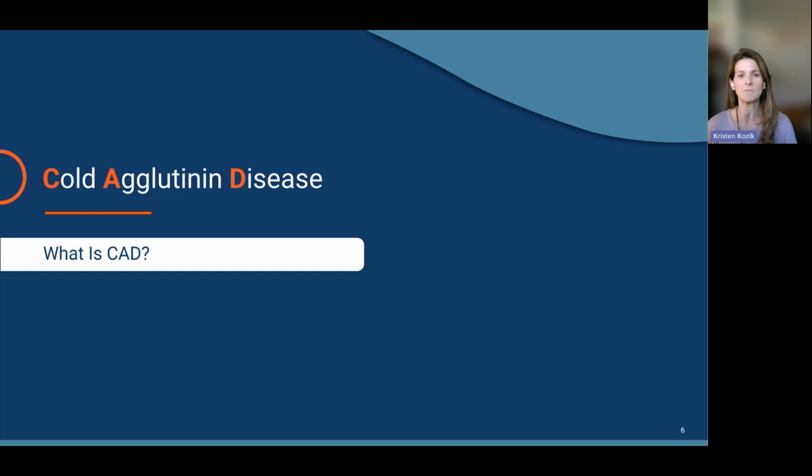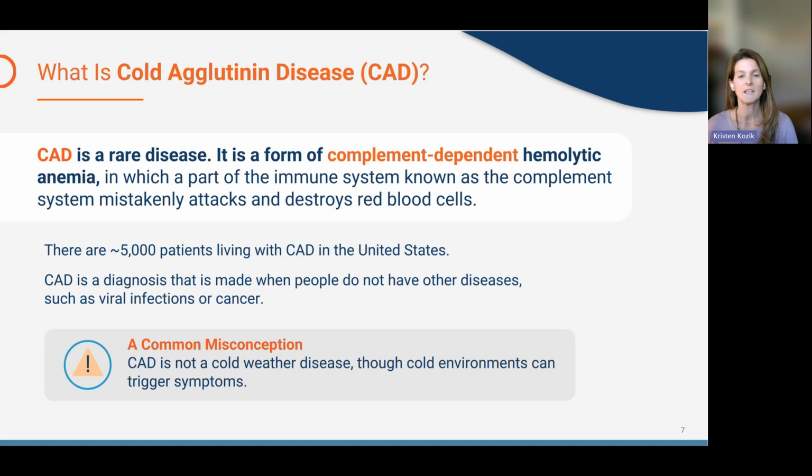So now that we talked about the immune system and the complement system, let's talk specifically about CAD. CAD is a rare disease. It's a form of complement dependent hemolytic anemia in which the complement system mistakenly attacks and destroys red blood cells. Now, those red blood cells are responsible for bringing oxygen to tissues in the body.